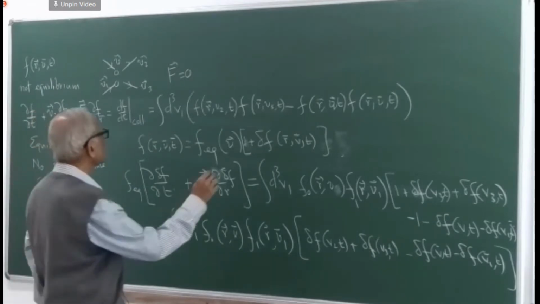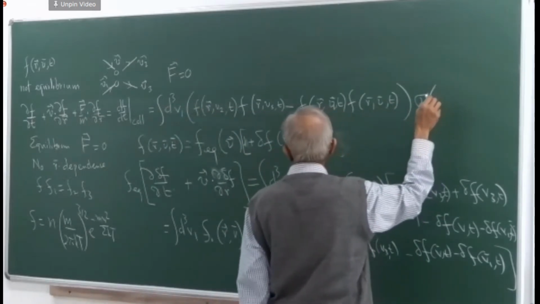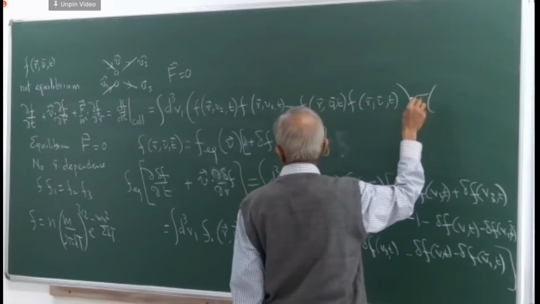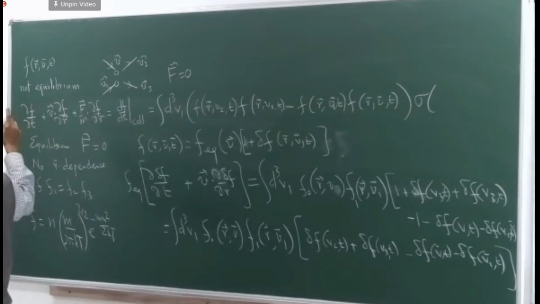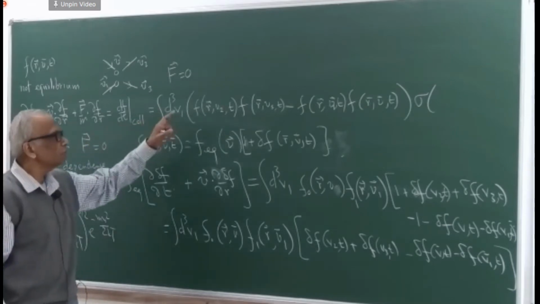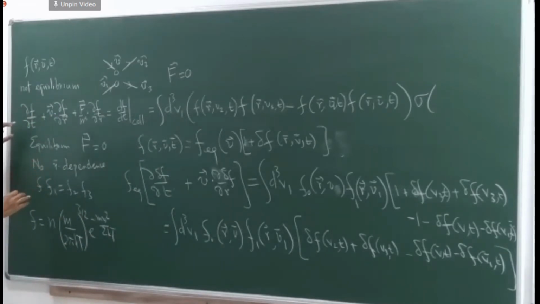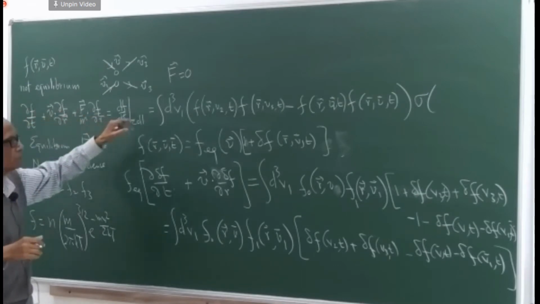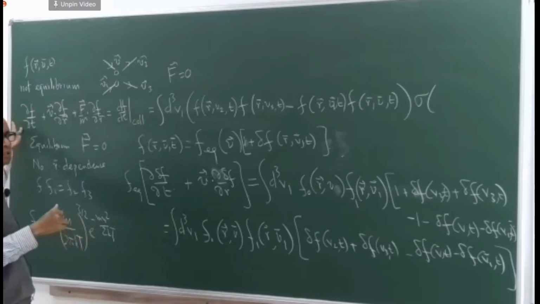There is a sigma, missed it, sure. Over? No, d3v has cancelled because it is f over here, no? I mean, if I integrate out over v, this is f of r, v, t, I can't integrate out, right? The d3v's have to cancel from this side and that side.